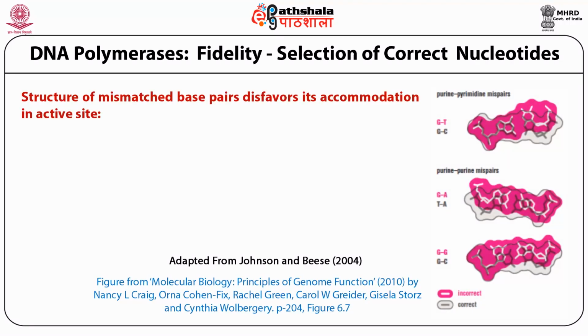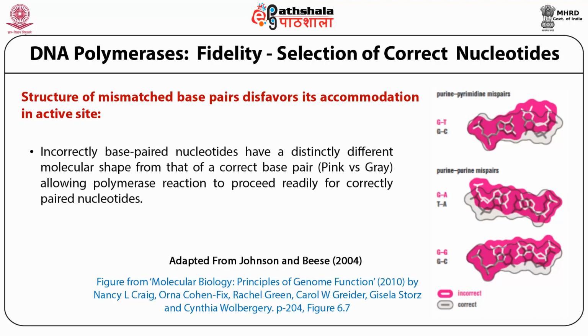This cartoon shows how this process functions. As you see on the right-hand side, the pink color shows the incorrect pairing of bases, while those shown in gray show the correct pairing of the bases. So based upon whether the incoming base is correctly matched, the polymerase reaction moves on, or it allows the DNA polymerase to correct it before it moves on.